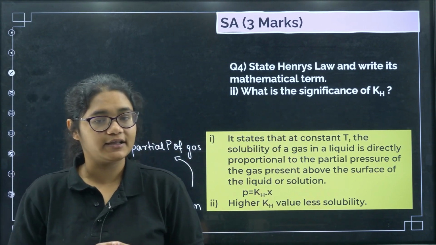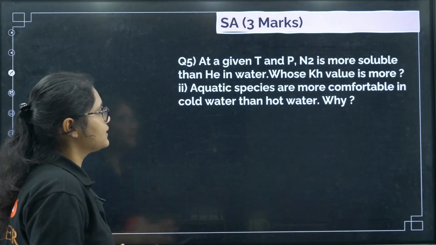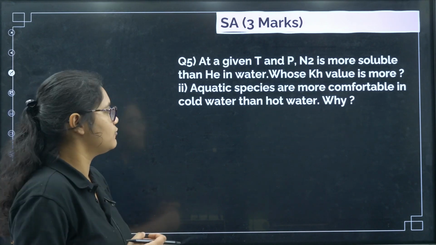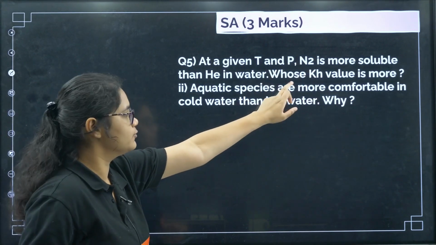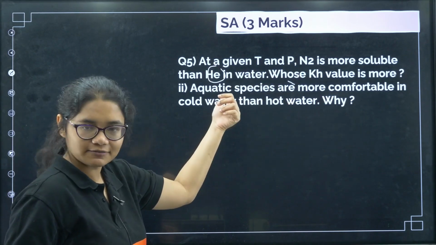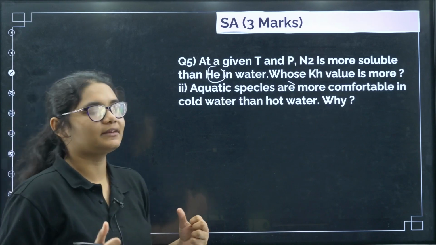Now what is the significance of KH? The higher the KH value, the lesser the solubility. At a given temperature and pressure, N2 is more soluble than helium in water. If more soluble, less KH value. Whose KH value will be more? Helium is less soluble, so its KH value will be more. Next, aquatic species are more comfortable in cold water than in hot water.